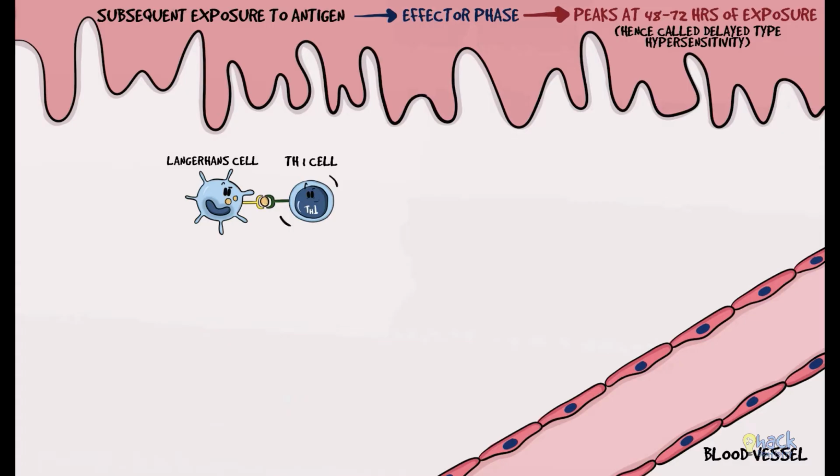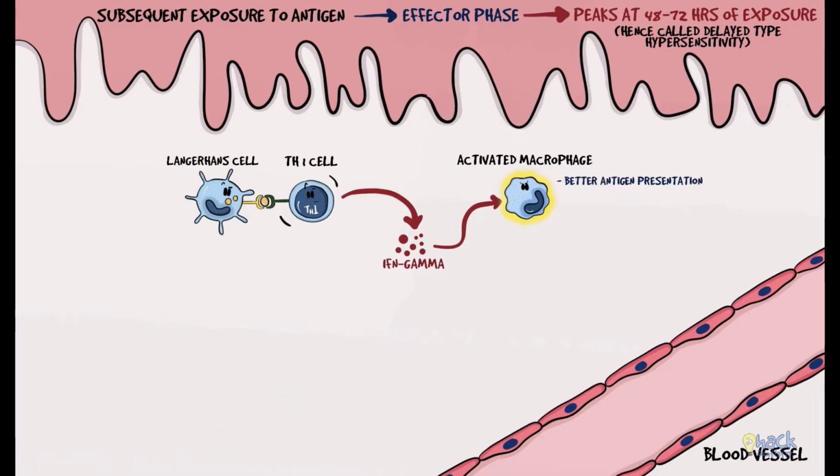On recognition of the antigen, the Th1 cell produces cytokine interferon gamma. Now, interferon gamma activates macrophages, making them super active and alert. And these activated macrophages have better antigen-presenting abilities, increased MHC2 expressions, and improved phagocytosing capabilities.